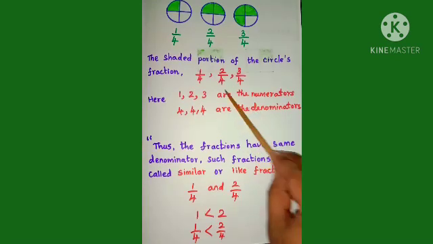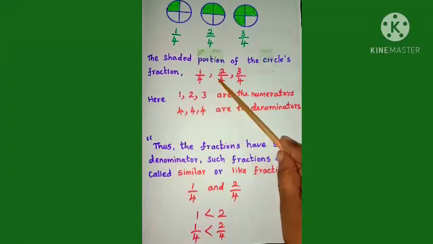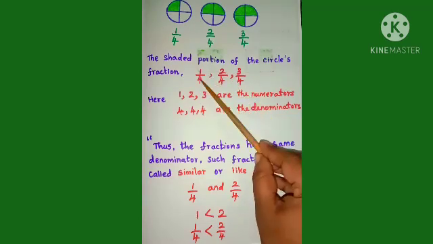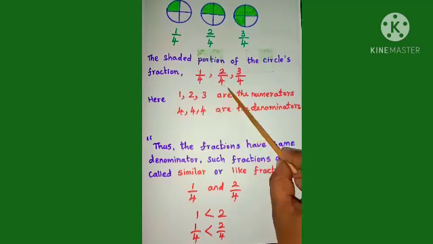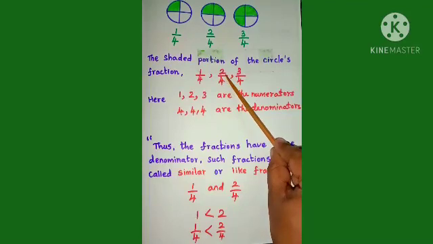Students, let us compare the fractions. First, we know how to write the fraction, and we know what a like fraction is. That is, if the denominators are the same, then we can say that the given fractions are like fractions or similar fractions. Okay, and then how to compare the fractions? It is very easy. In like fractions, we can easily compare the fractions by seeing the numerators. The fraction having greater numerator is the greater fraction.